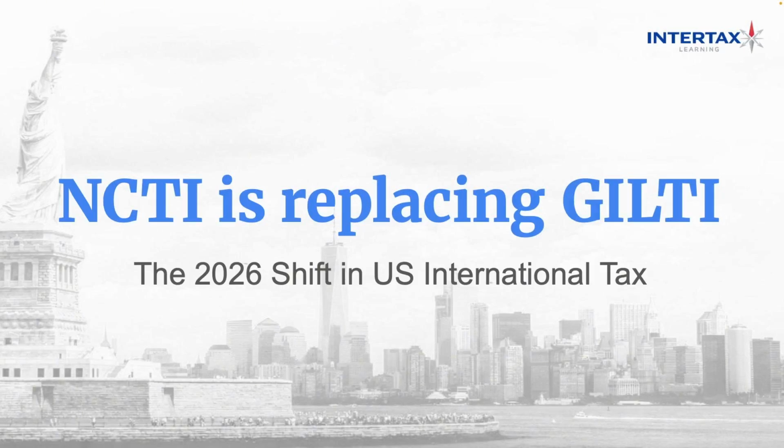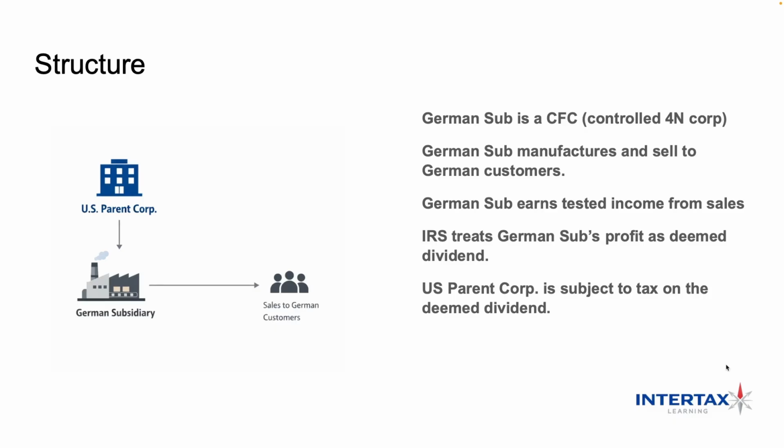Today, we're walking through one of the biggest changes in U.S. international tax starting in 2026, the shift from GILTI to NCTI. If you work with U.S. multinationals or you're preparing for the ADIT exam, this change affects how foreign earnings are taxed, how assets are treated, and how much foreign tax credit relief is available. Let's break it down clearly using a very simple structure.